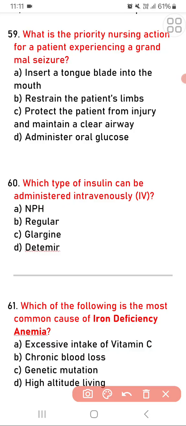What is the priority nursing action for a patient experiencing a grand mal seizure? Protect the patient from injury and maintain a clear airway. Which type of insulin can be administered intravenously? IV regular. Which of the following is the most common cause of iron deficiency anemia? Chronic blood loss.